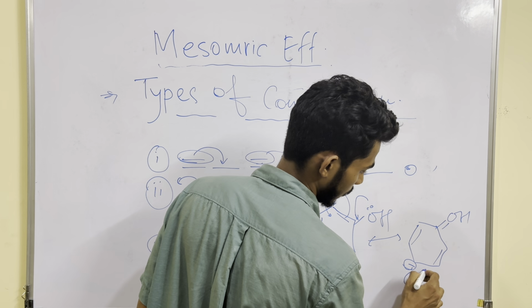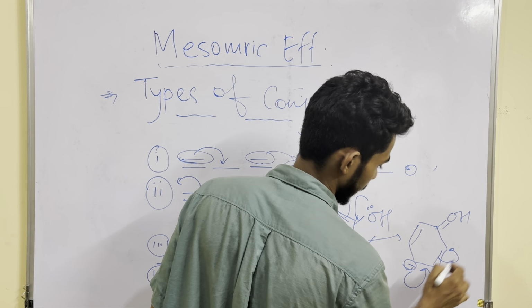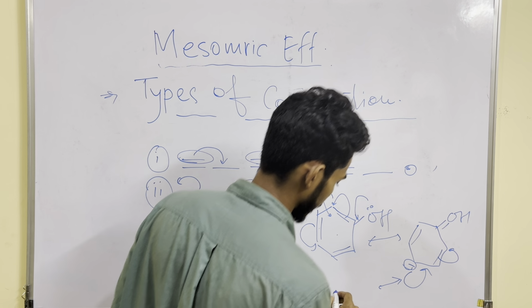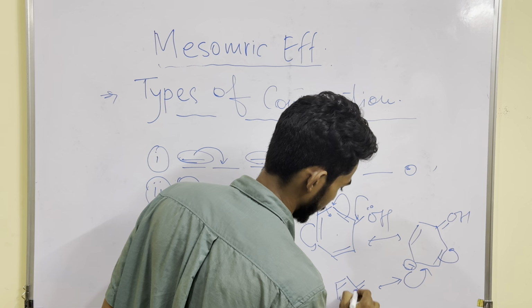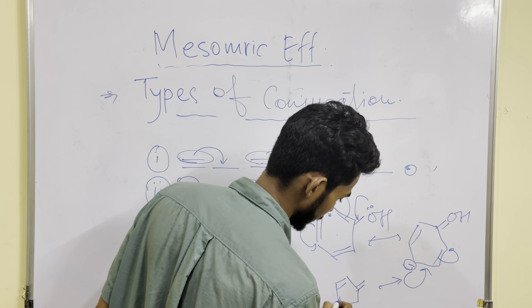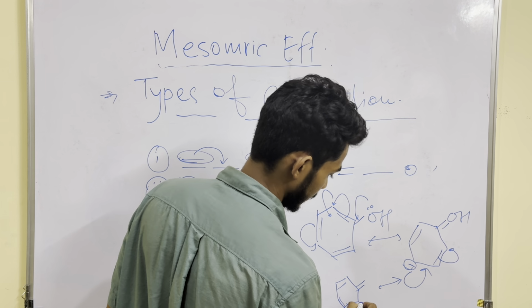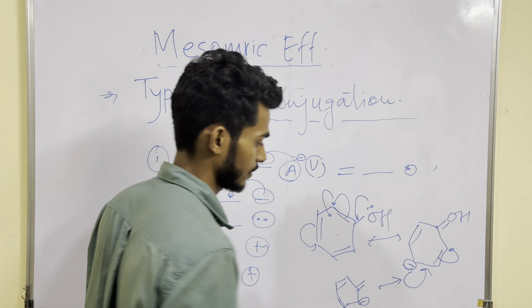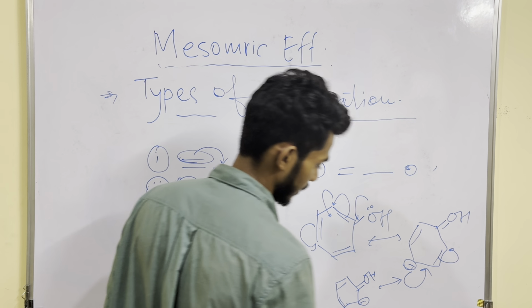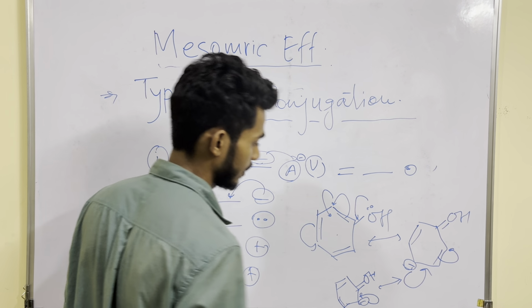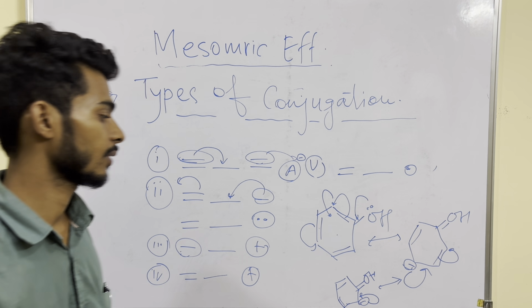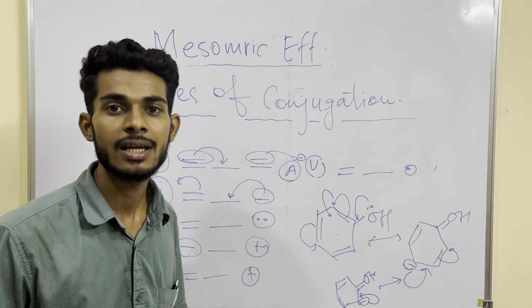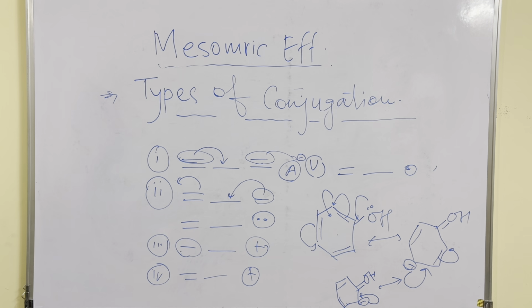Next, it will go there, and this will go there, and the structure will be like this. So one double bond is there, one double bond is there, another double bond is there, and it will be negatively charged. Again, in the next step, this negative charge will go there. So ultimately, the pi bond electrons will be shifted from one place to another place. That is delocalization of pi electrons.